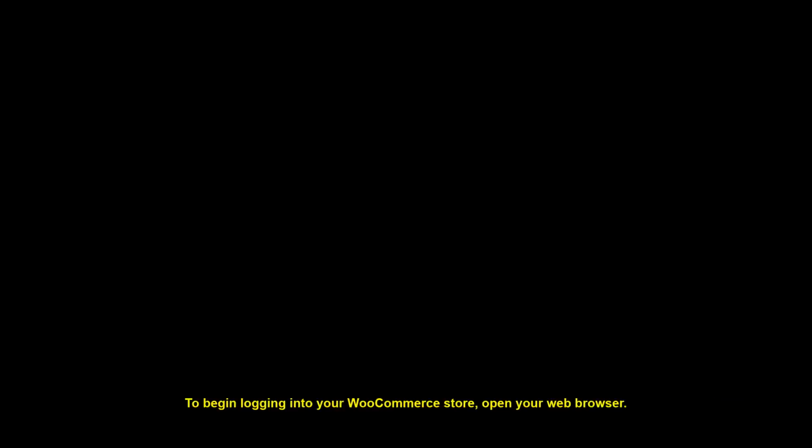To begin logging into your WooCommerce store, open your web browser. In the address bar, type in the URL of your WordPress website. Add /wp-admin at the end of the URL and press enter. You will be taken to the WordPress login page.